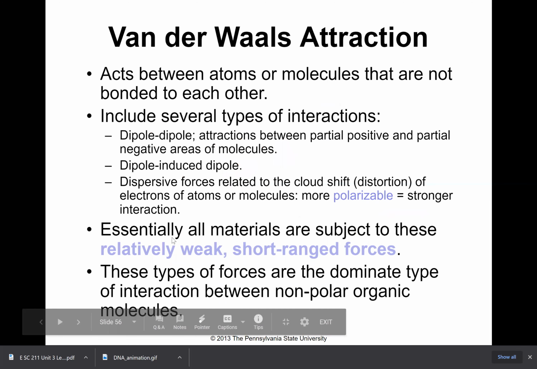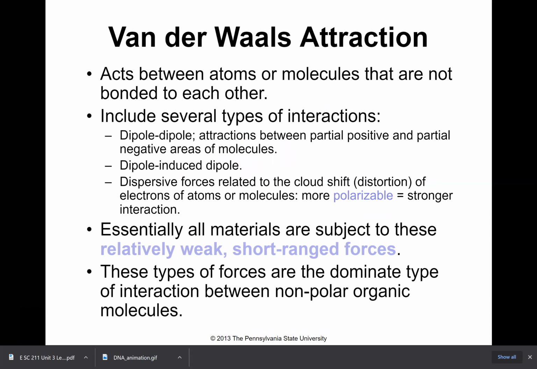All right, last and the weakest attraction between molecules. So when I say attraction, I'm talking between molecules. And when I say bonds, I'm talking between atoms, right? So we had hydrogen bonds, which is an attraction. Van der Waals is an attraction. So it acts between atoms or molecules that are not bonded to each other and includes several types of interactions, which is dipole-dipole. I usually separate dipole-dipole out as a separate type of attraction, but this one uses it under the van der Waals.